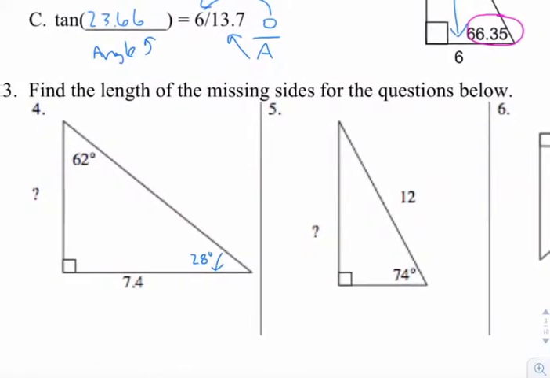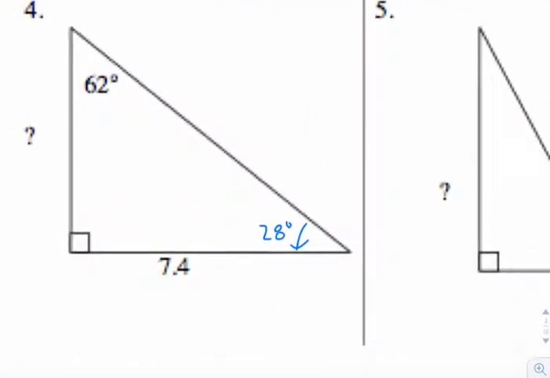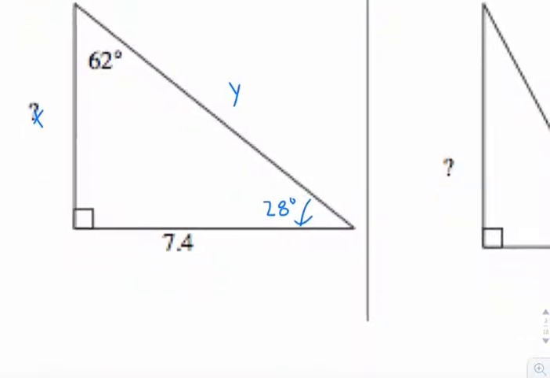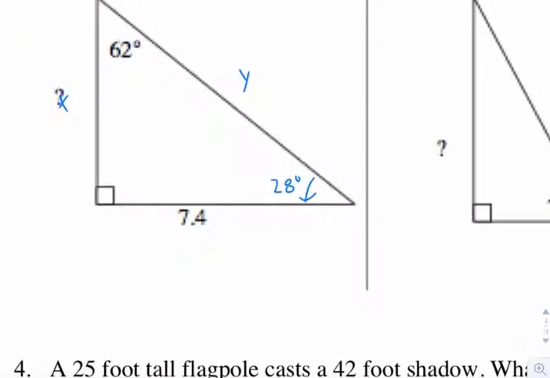Let's see. It says a missing side, so I'm going to assume they mean both of them. So I'm going to relabel those things. I'm going to call this side X. I'm going to call this side Y, just so you know what we're solving for when we're solving for it. We'll solve for X first. It doesn't really matter which, honestly. It's just one I saw first. So I'm going to solve for X.